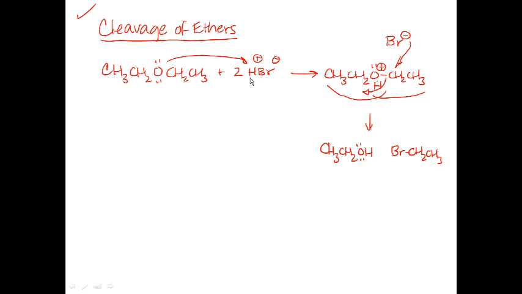Now, why am I going to use two HBr molecules in this reaction? Because if this was an asymmetrical ether, then the question would be, well, which alcohol and which alkyl halide do I form? And so if I have an asymmetrical ether, I'm just going to use two equivalents of HBr, because then what's going to happen is this alcohol molecule is now going to react with HBr. It's going to protonate that hydrogen, and I'm going to form an oxonium ion.